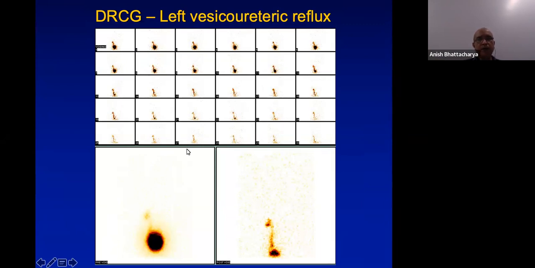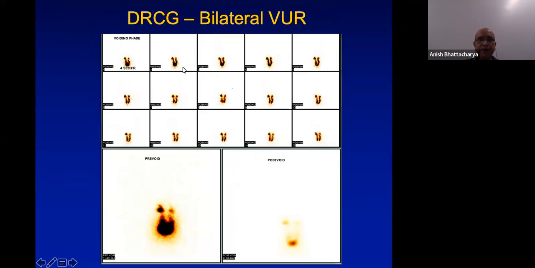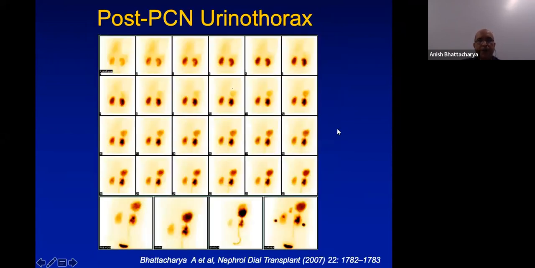Since there is activity only in the bladder, any activity going up from the bladder is a reflux. So this is again in the posterior projection. So you see a left-sided vesicoureteral reflux. This is in the voiding phase. This is immediate pre-void. So there is a reflux in the pre-void image itself. This is the post-void image after the child has finished voiding. So no reflux on the right side, high-grade vesicoureteral reflux on the left side. This is a patient with a bilateral vesicoureteral reflux on a DRCG, pre-void and post-void images on the voiding phase.